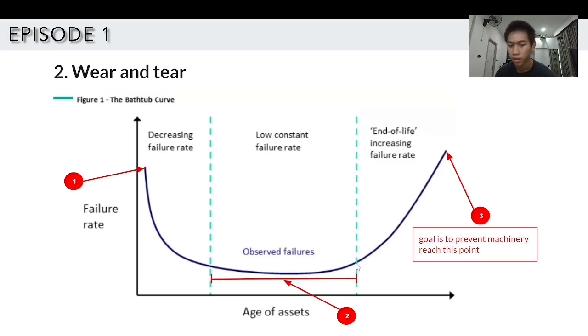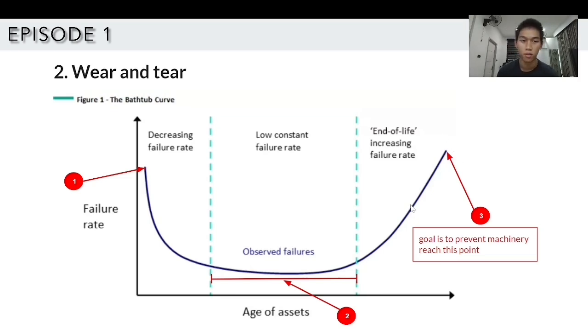Then after you use it for longer, passing this second point, its failure rate continues increasing again and again until it reaches the highest point, marked as point 3. And this point is where our machinery fails. So our goal is to prevent machinery from reaching this point. We shall measure the vibration from maybe this point to protect the machinery and fix it on time, so it will not reach this point.